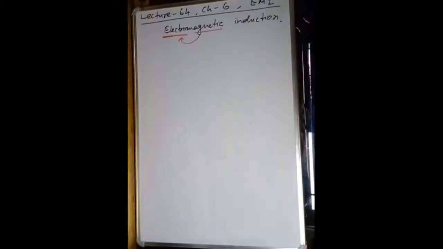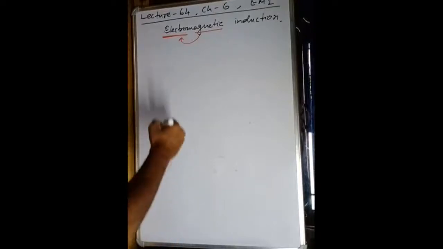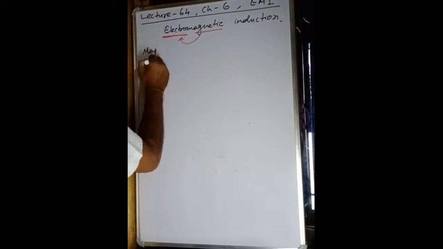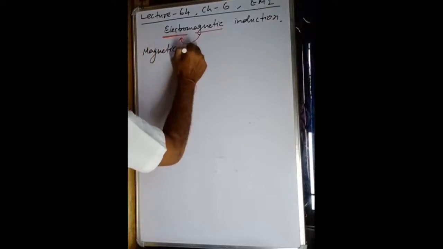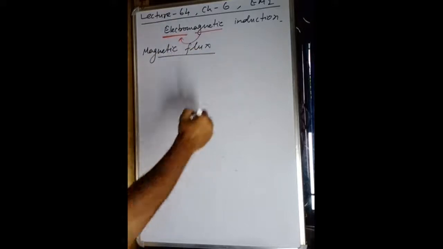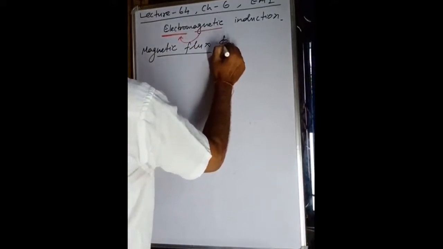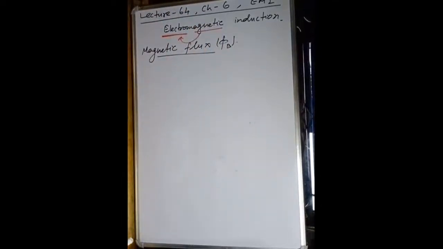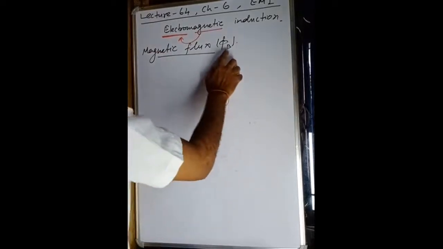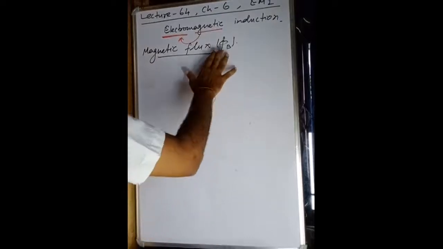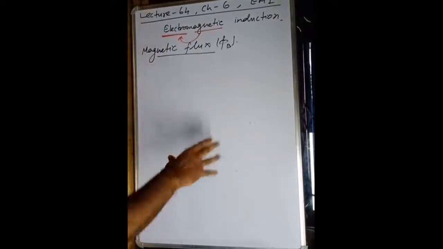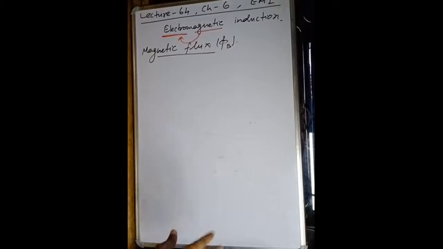So let's start this chapter with the magnetic flux. We will represent the magnetic flux by phi B. We have used the symbol phi for the electric flux also. So here we have given a subscript B to distinguish this magnetic flux, and we can use phi E for the electric flux.